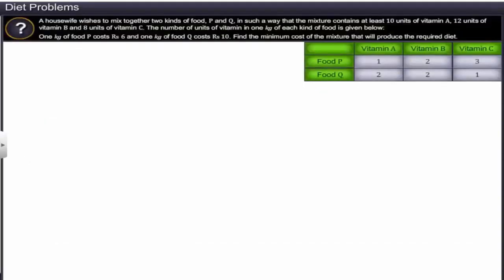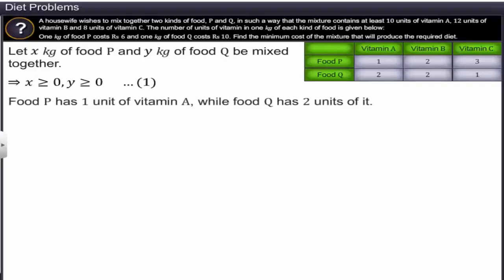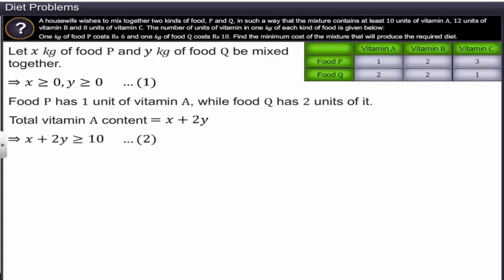Let us start the solution now. Let X kilograms of food P and Y kilograms of food Q be mixed together. This implies that X and Y are greater than or equal to 0. 1 unit of vitamin A is present in food P and 2 units in food Q. The total content of vitamin A is X plus 2Y. However, the mixture has to contain at least 10 units of vitamin A. This implies X plus 2Y is greater than or equal to 10.